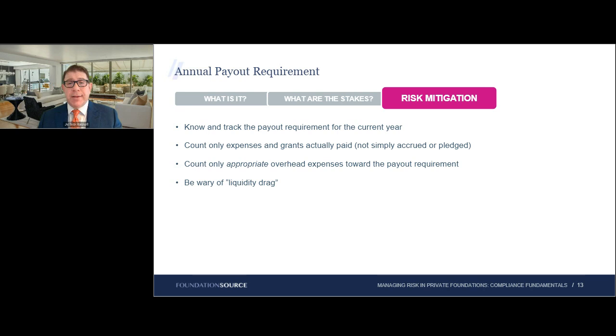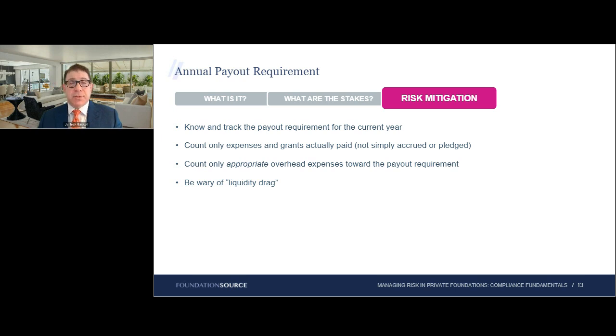Because if you have an asset that doesn't produce an income stream, remember that the foundation's annual minimum payout requirement will be driven, at least in part, by that asset's value. So for instance, if the foundation owns a vacant lot that's worth $5 million, the foundation's ownership of that lot will cause its minimum payout requirement to increase by roughly $250,000 per year, again, which is simply 5% of $5 million.